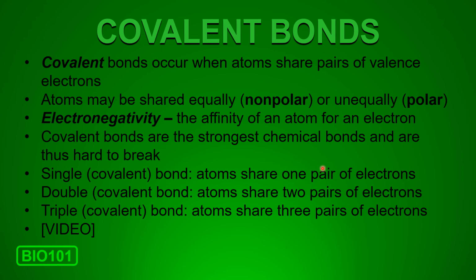Covalent bonds are the strongest, and there are different types. We have single covalent bonds, double, and triple. Single covalent bonds where atoms share one pair of electrons, double covalent bonds where atoms share two pairs of electrons, and then you have triple covalent bonds where atoms share three pairs of electrons.